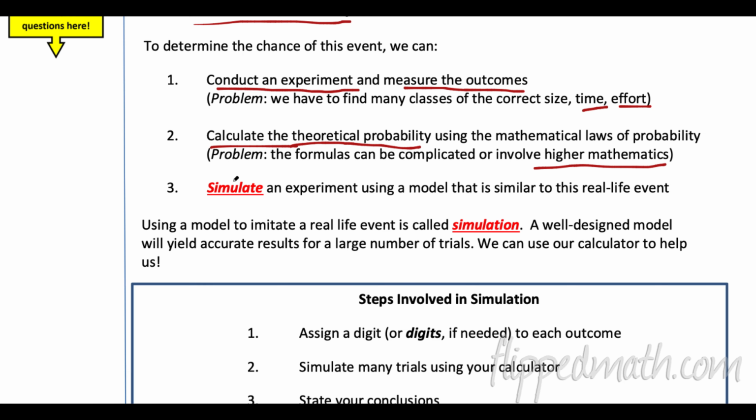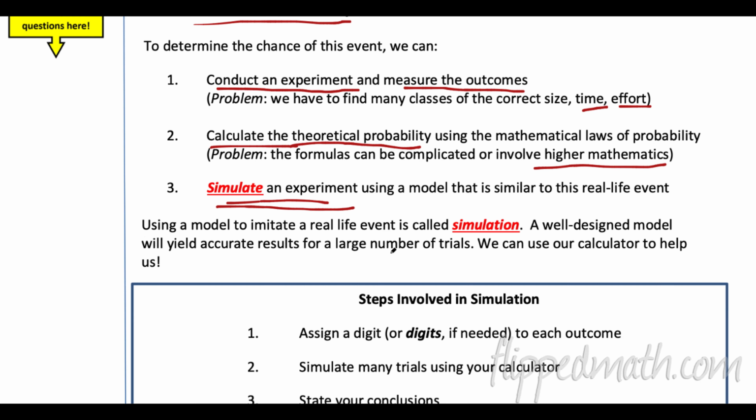The third option is to simulate an experiment, using a model that's similar to real-life events. This is actually really useful. It's what they use to determine things like how diseases spread, how hurricanes move. They use probability models in computers, and they just run it out, and they run it several times. A lot of teenagers will be familiar with this: before the Super Bowl, they simulate the Super Bowl and try to find a winner. Usually Madden does that, right? The winner according to Madden. That's a simulation. It's based on probability. They run it out, maybe they do it 100 times, and they see what the result is.